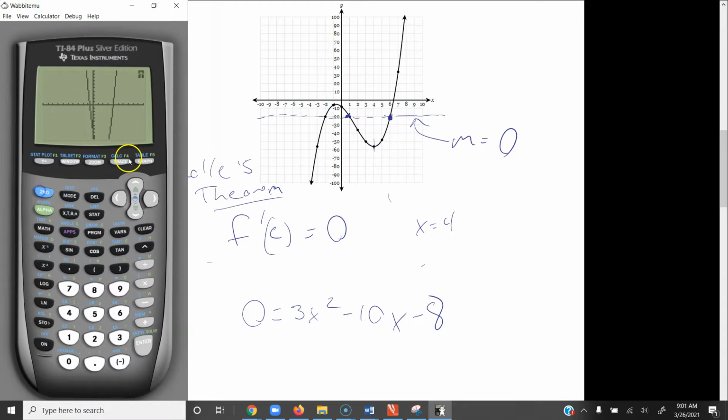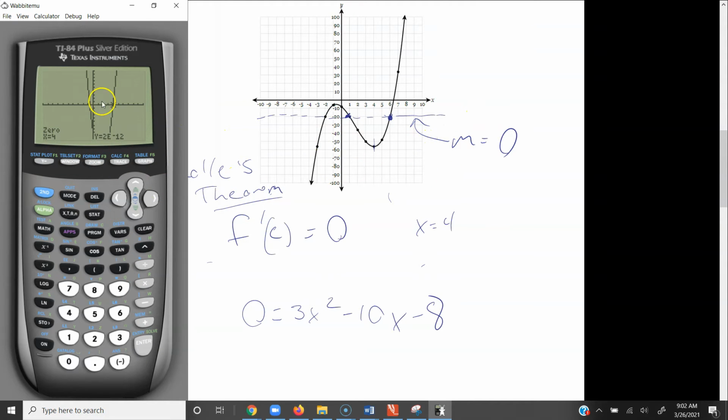Then we're looking for a point where this is equal to 0. So I can do second, trace, calc, and then zero. Left bound or right bound? Okay, we are looking between 1 and 6, right? So let's make our left bound about x equals 1. It doesn't have to be exact. And our right bound about x equals 6. Then hit enter, and it finds that the zero is x equals 4, which is what we expected based on the graph.